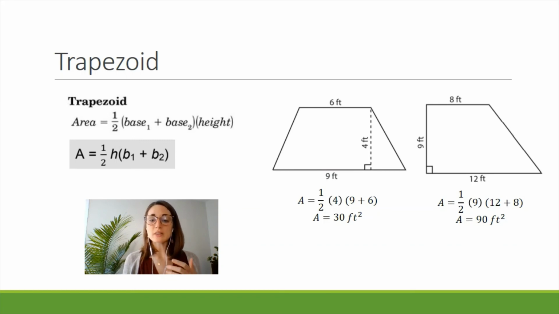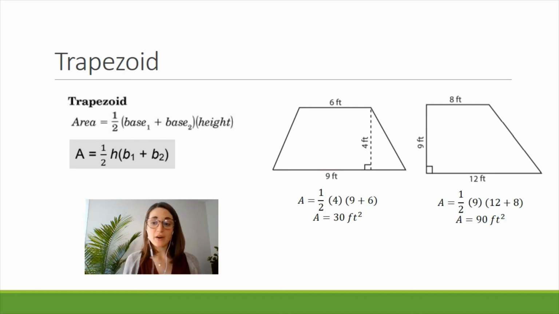So let's look at the first trapezoid. To find the 2 bases of a trapezoid, we need to look for the 2 parallel lines. In this case, our trapezoid is set on its base, so the bottom and the top are parallel to each other. And that means the lines at no point get any closer or any further away from each other. They're always the same distance across. So we have our 2 bases, 9 and 6. And then we need to find the height of the trapezoid, which is 4 feet.